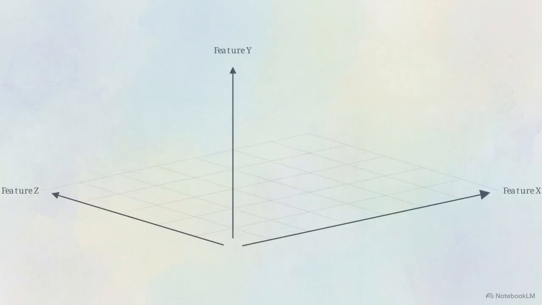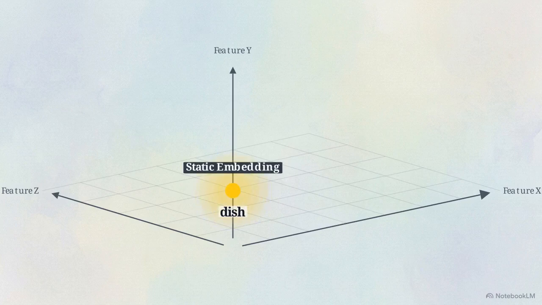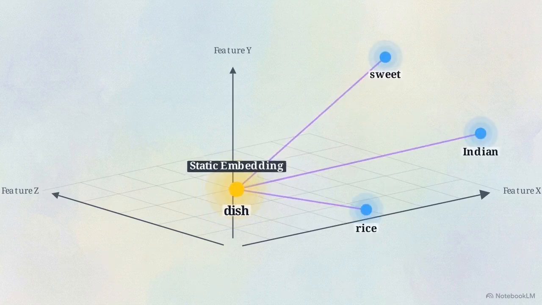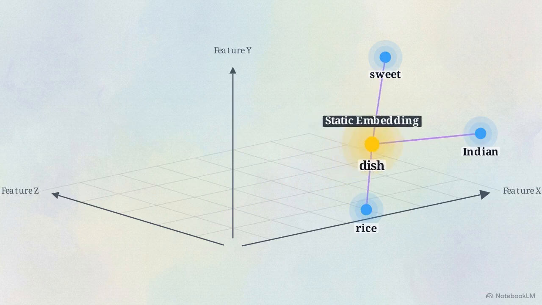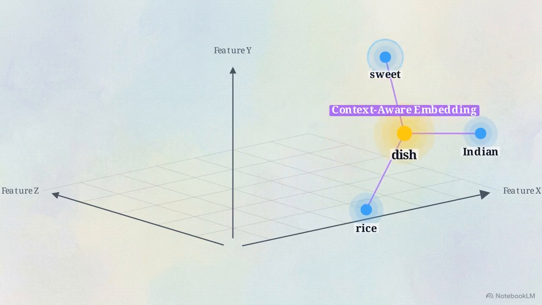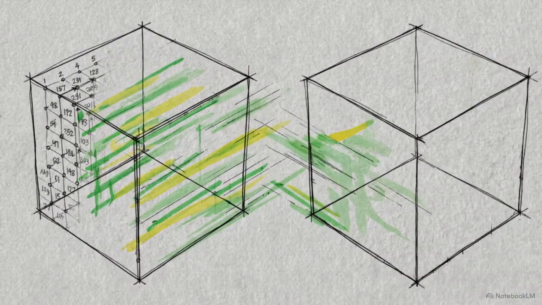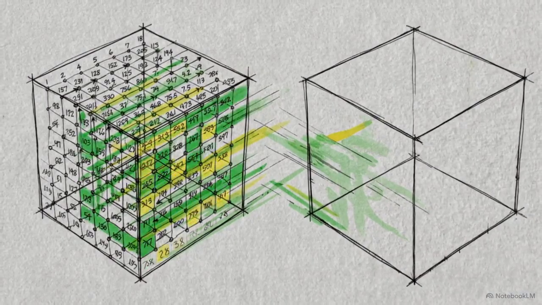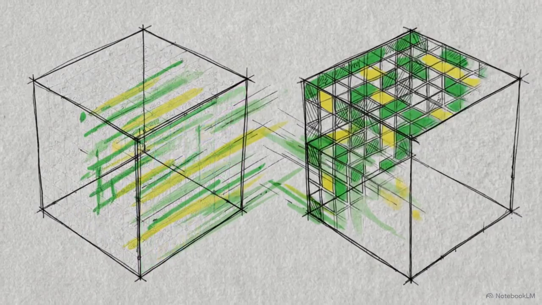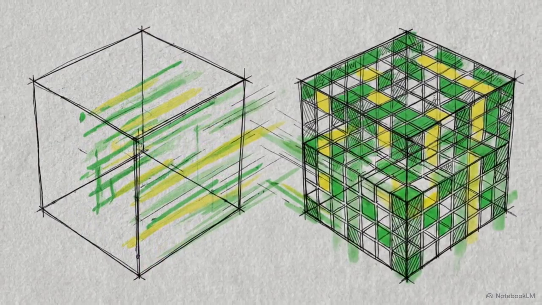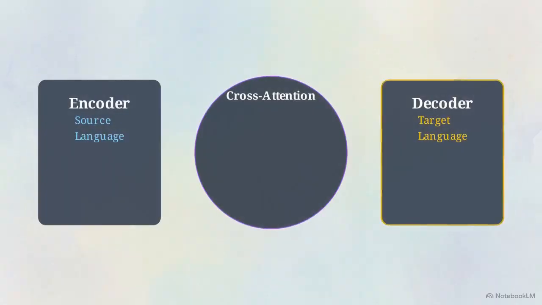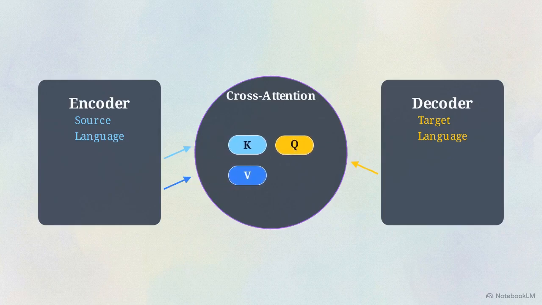Returning to our 3D space, we can visualize the result. The stagnant dish vector is physically dragged to a new coordinate space by the gravitational pull of the vectors for sweet, Indian, and rice. For sequence-to-sequence tasks like translation, this fully enriched matrix is passed out of the encoder and handed off to the decoder. The decoder uses cross-attention. It generates its own query vectors from the new output language, but pulls its key and value vectors directly from the encoder's deeply contextualized matrix.